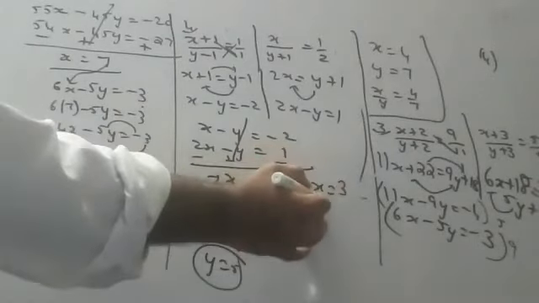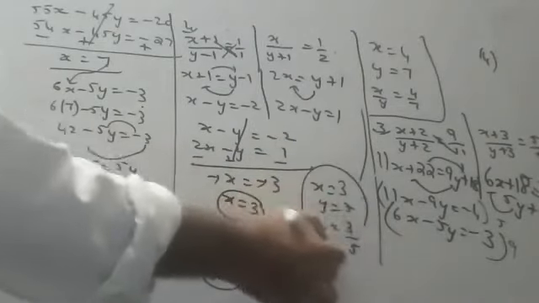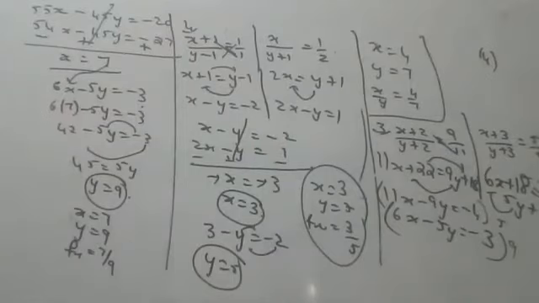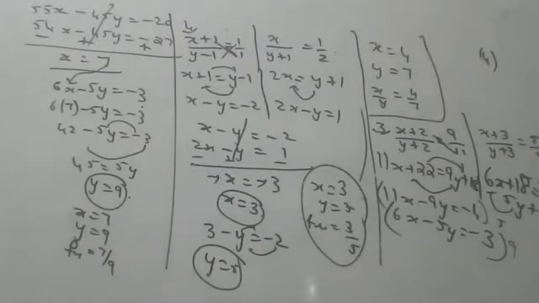X is equal to 3. Y is equal to 5. Fraction is going to be 3 by 5. This is your answer. Like this you should answer. I want three answers. What is x? What is y? What is fraction? Compulsory in exam, you should write like that only.